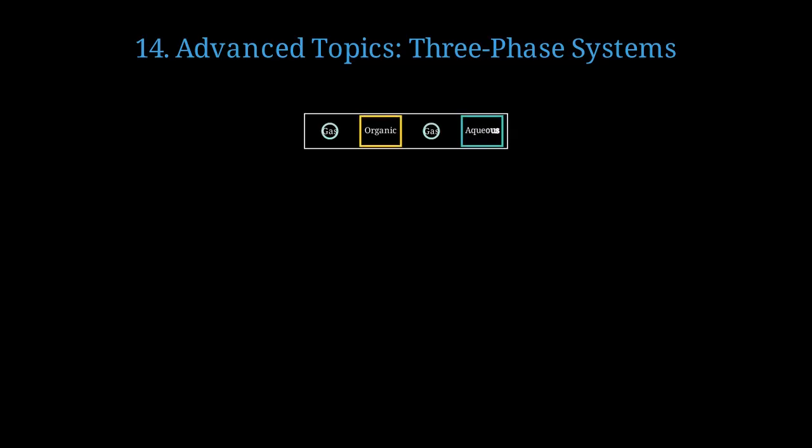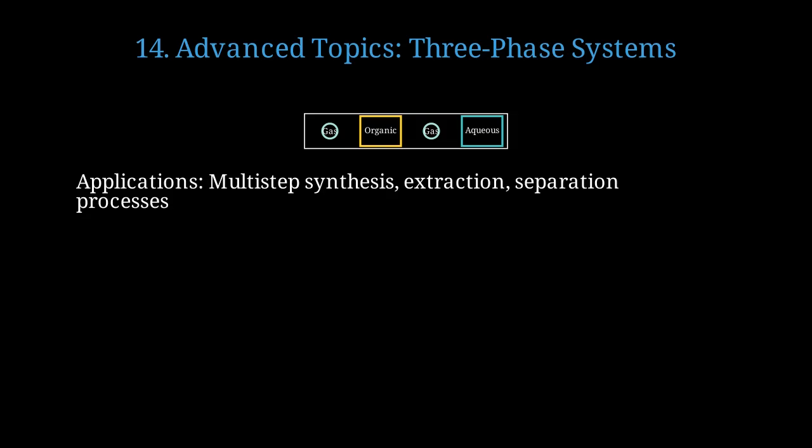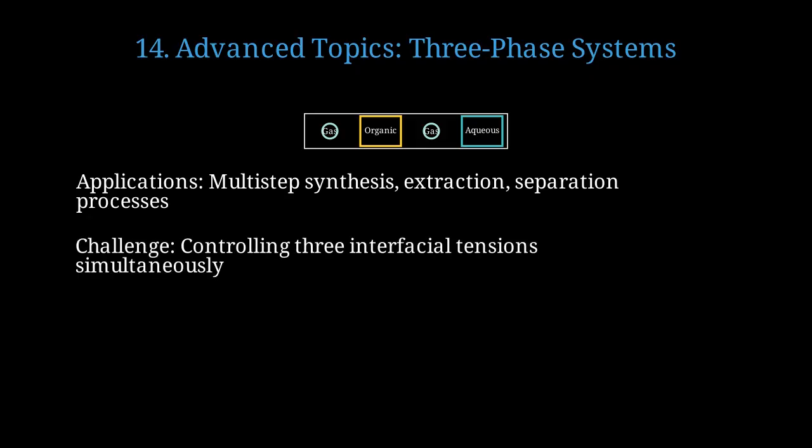Three-phase segmented flow alternates gas bubbles with organic and aqueous liquid slugs, enabling multi-step reactions and extractions. Three-phase systems enable complex multi-step chemical syntheses, liquid-liquid extractions, and separation processes in continuous flow. The main challenge is controlling three different interfacial tensions simultaneously while maintaining stable flow patterns. At higher flow rates, we transition from dripping to jetting, where a continuous thread extends before breaking up.